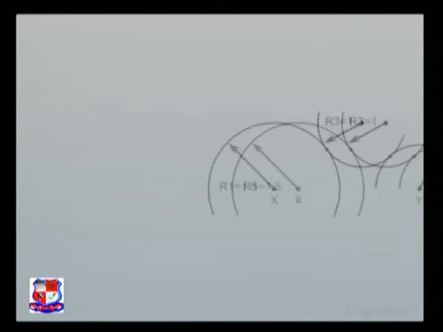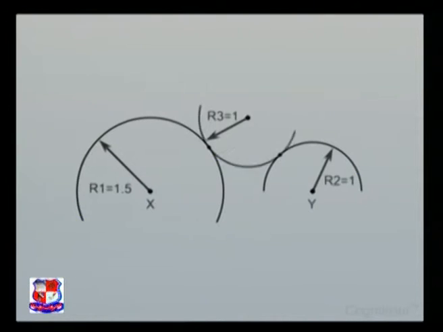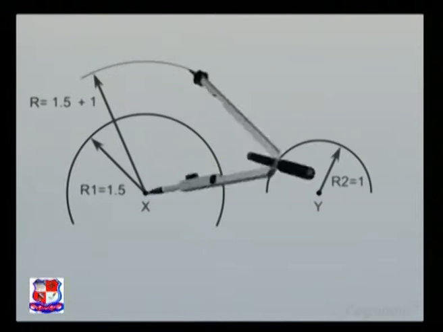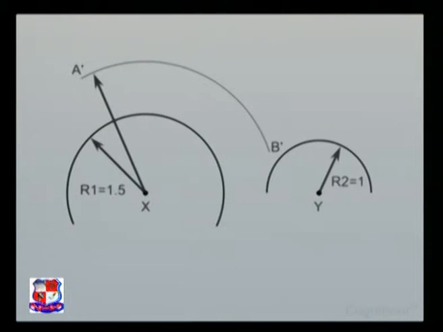We'll proceed with explaining the construction of an arc which is tangent to given arcs with radii R1 and R2 and with the centers as X and Y. The required radius of the tangent arc is R3. Take X as center and radius equal to R1 plus R3. Draw an arc A', B'. Similarly, take Y as center, draw an arc C', D' with radius equal to R2 plus R3.